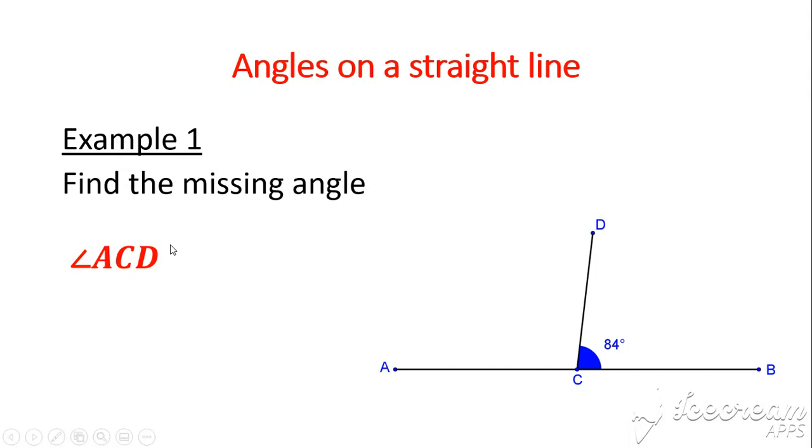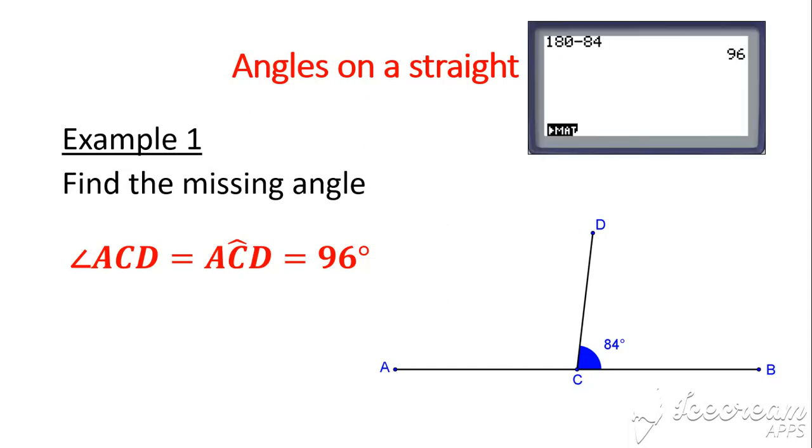So I'm going to write down angle ACD, and you can write it with the angle sign out the front, or you can write it with the angle sign above the vertex C, angle ACD, and that's equal to 96 degrees. Now, where did I get 96 from? Well, I just grabbed a calculator and took 180 and subtracted the angle I knew, which was 84, and that gave me the angle left over, which was 96.